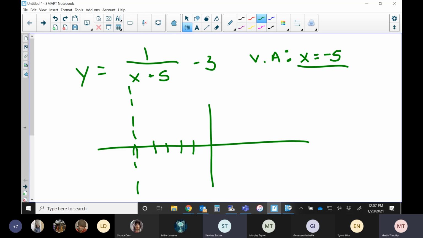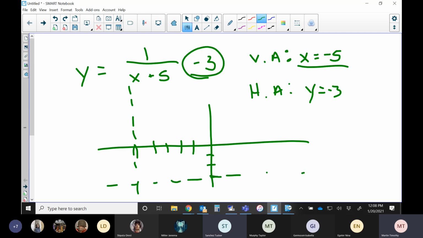That's the vertical asymptote. What's my horizontal asymptote? 3. Two things wrong. First off, I need a variable. Y equals 3. And it's this exact negative thing. Negative 3. That's how you find the vertical and horizontal asymptotes.